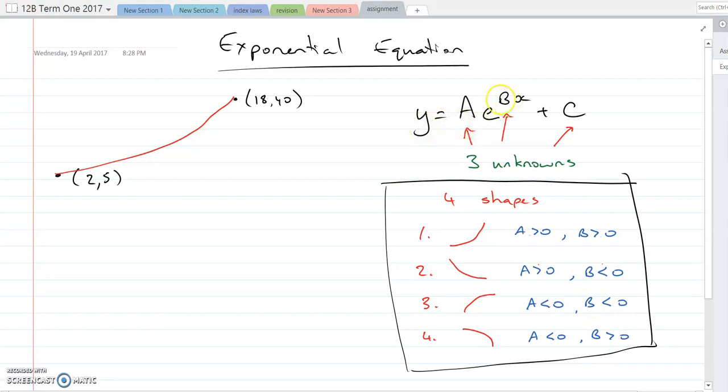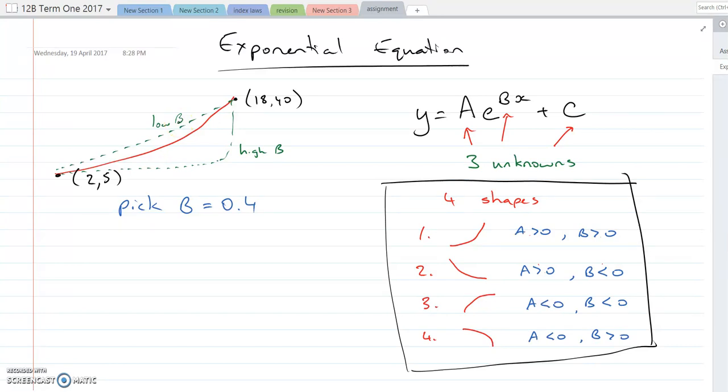Because there are 3 values, I can actually pick one of them, and what I normally do is pick b. I'll make it small, usually we end up with a small b, and I'm going to try 0.4. If you pick something like 1, your curve can become really sharply curved and just suddenly go up like that. That's a high value for b. And if you have something too small, it ends up almost flat. That's a low b. So I'm using 0.4, at least for this one. I've checked it works out reasonably well.